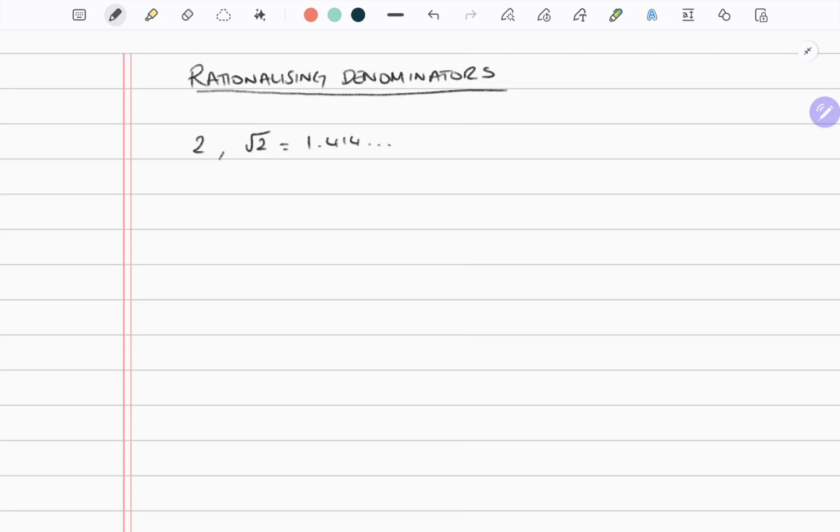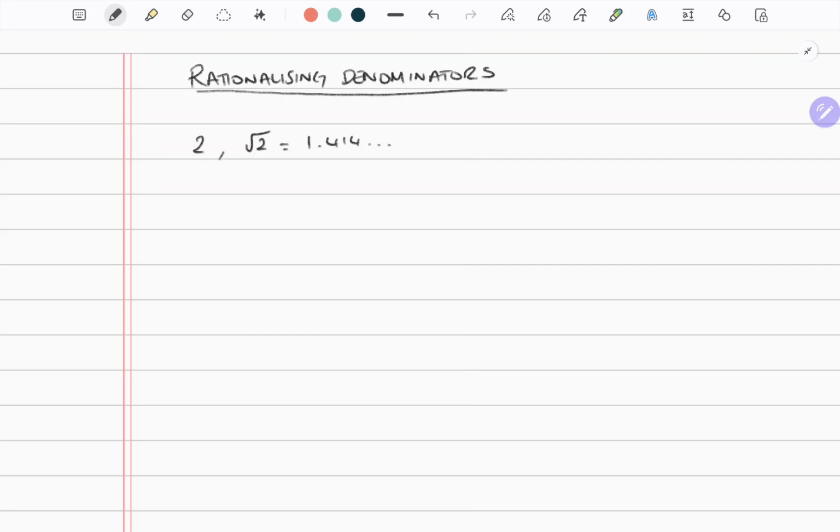So you might find that you have fractions with surds. For example, the square root of 2 could be the denominator, and therefore it might be difficult to work with. So what we might want to do is to rationalize the denominator so that we have a rational number, something that's a little bit easier to work with.